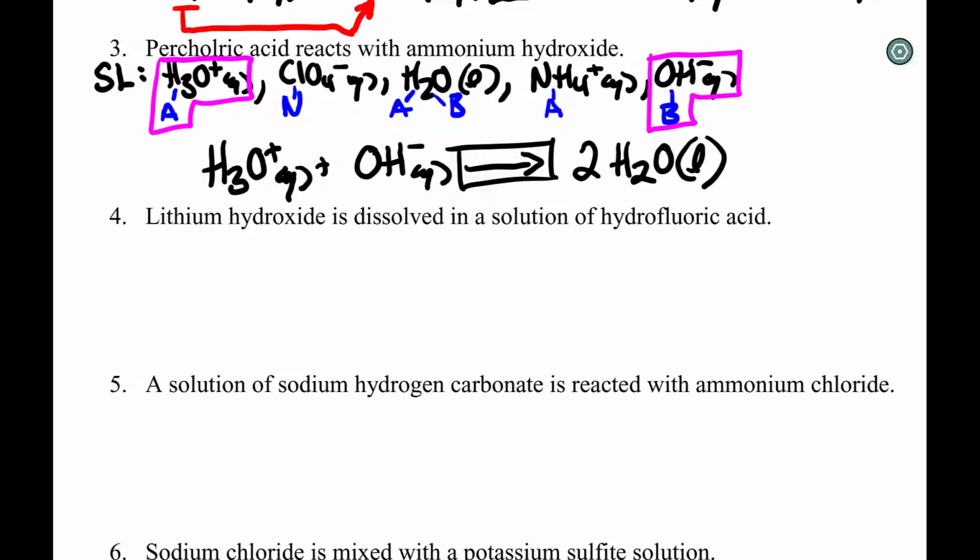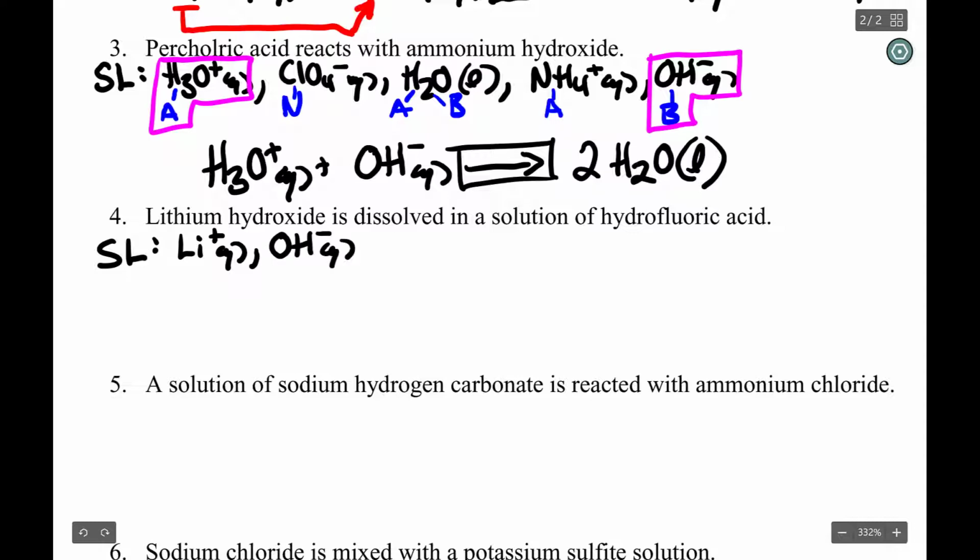For question number 4, it looks like we have another strong base. So lithium hydroxide is a group 1 metal cation, lithium ion, which is 100% soluble with hydroxide. So I have strong base. Of course, there's going to be water there. And because this is in a solution, there's got to be water. And this is reacting with hydrofluoric acid.